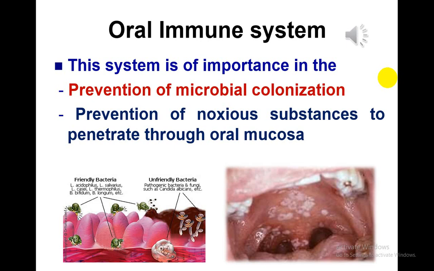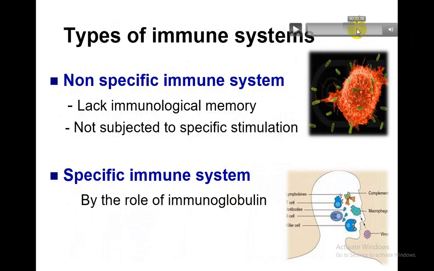The oral immune system can be divided into two types. The first one is called the non-specific oral immune system, and the second is called the specific oral immune system. The non-specific immune system is considered to be a helping factor for the specific immune system.